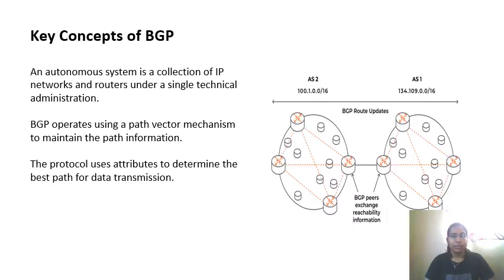Now let us discuss the key concepts of BGP. An autonomous system is a collection of IP networks and routers under a single technical administration. BGP operates using a path vector mechanism to maintain the path information. The protocol uses attributes to determine the best path for data transmission. AS2, AS1 and BGP route updates. BGP peers exchange reachability information, and a diagram has been provided for understanding the concepts of BGP.